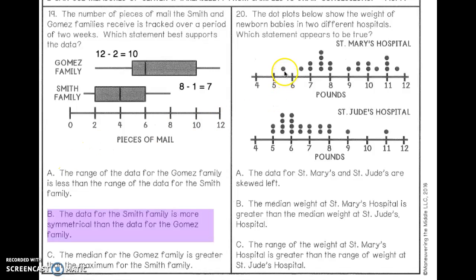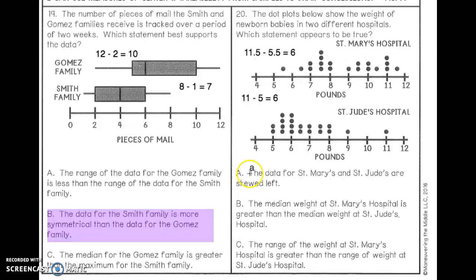Well, this range looks like the maximum is 11.5 and the minimum is 5.5. So when you subtract that, you get 6. And then the range for this one looks like the smallest number in the set is a 5. There's a couple of those. The largest number in the set is 11. So 11 minus 5 equals 6. So the range is not greater for one or the other. They're both 6. So that would not be true.